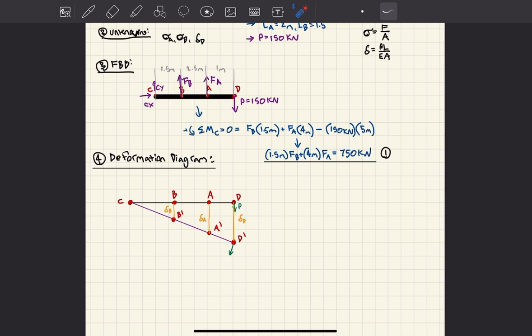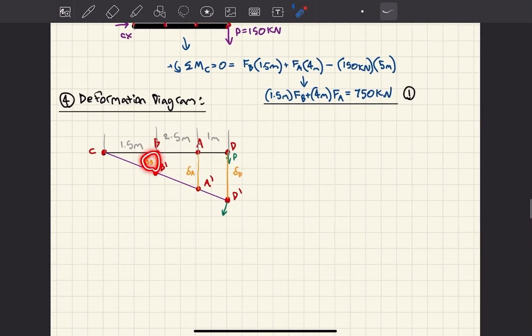Well, I see a triangle right here, and I see another triangle right here. Do I know this distance right here and right here? Yes, I do. Should have drawn it, but yes, I do. 1.5 meters from here to here, from here to here, and from here to here. This is 1 meter. This is 2.5 meters. Right? What I see right now is I can do similar triangles to relate my deformations together.